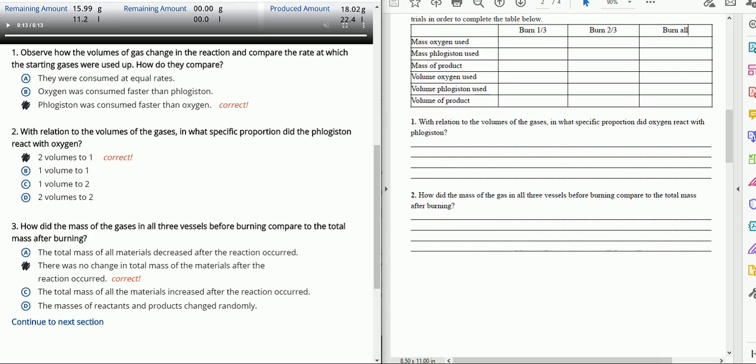All right, that does it for part number 2, Lavoisier's lab.